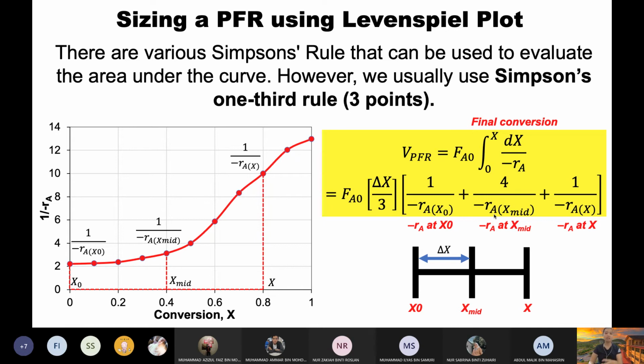So dalam case contoh tadi saya kata 0, 0.8. My middle X is 0.4. So it become minus RA when my X is 0.4. Okay, so katakan senario contohnya katakan your final X is 0.6. So macam mana point dia? Dia akan menjadi 1 per minus RA when my X is 0. The last point will be 1 per minus RA when my X is 0.6. In the middle, 4 per minus RA when my X 0.3. So middle X tu kamu kena cari sendiri. Kamu kena tahu sendirilah middle X between initial and final.